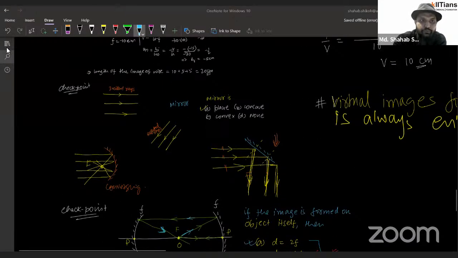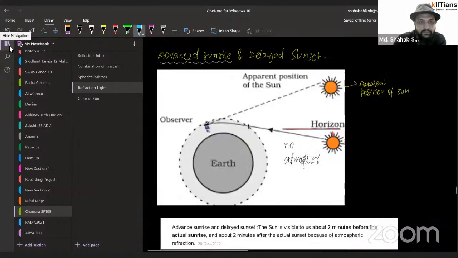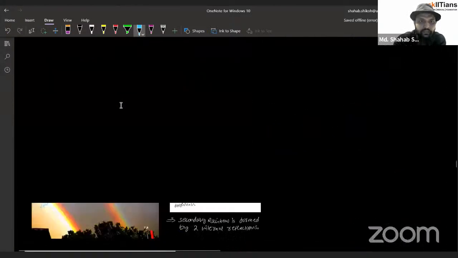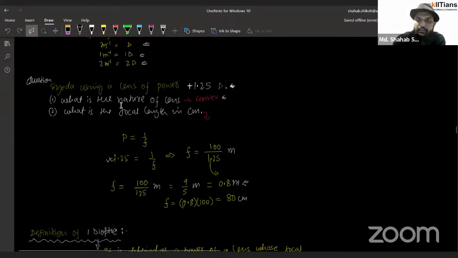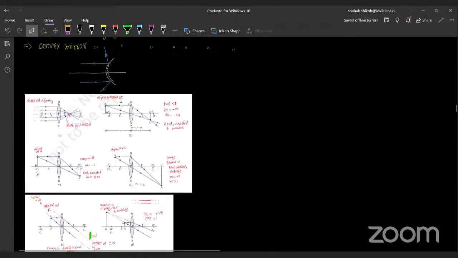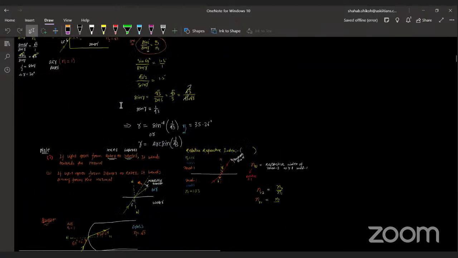Now we will move to the next part, refraction of light. What is refraction of light? Can anyone tell me quickly? Speak up if you have. Bending of light when it moves from one medium to another. Light moves from one medium to another.